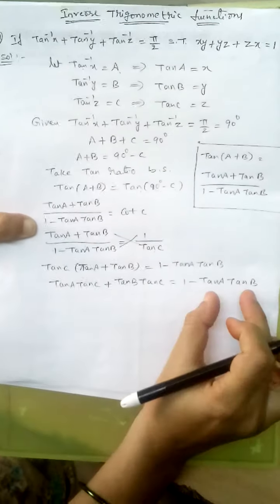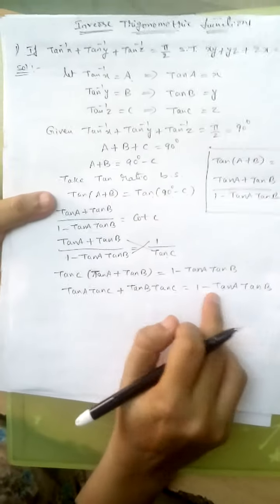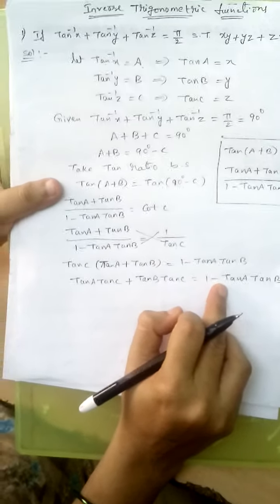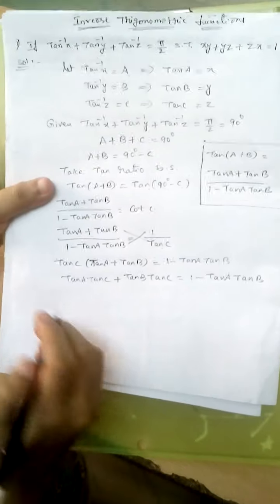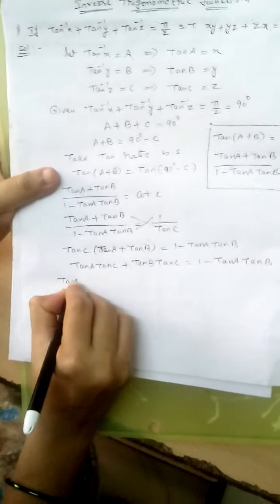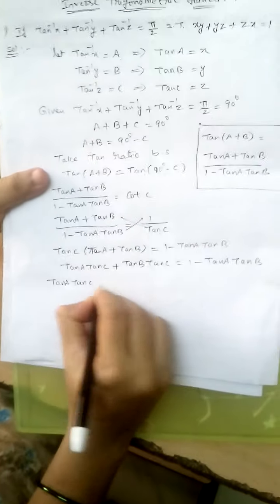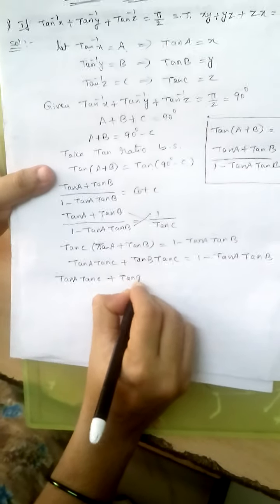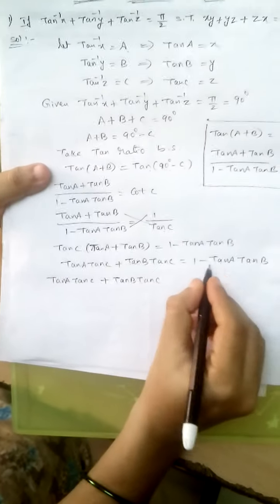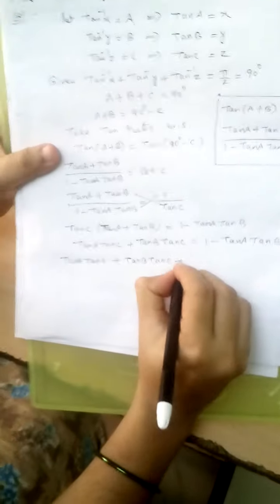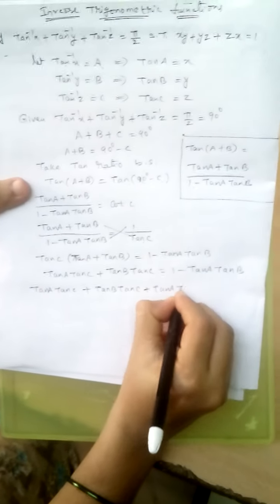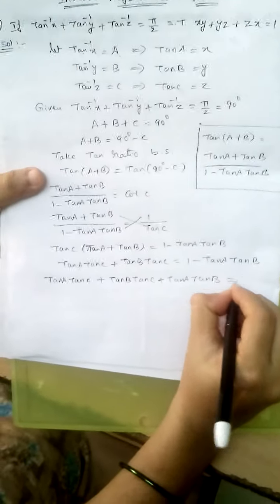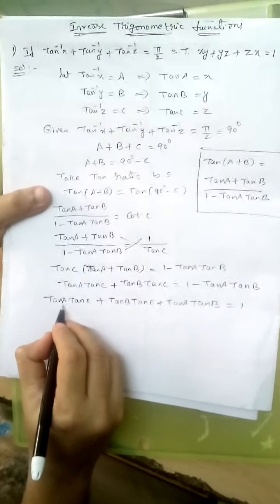Now take this term to this side. Here we have the minus sign, so by bringing it to the LHS, we get the plus sign. Tan A tan C plus tan B tan C plus tan A tan B is equal to 1.